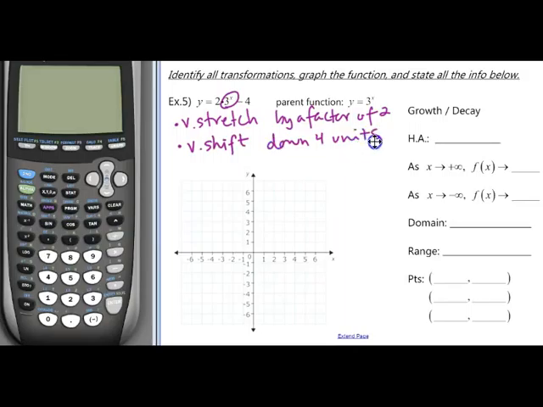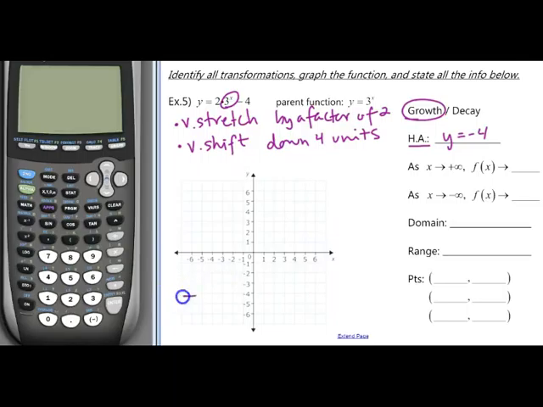There are actually 2 more things we can answer before we go to our calculator. Growth and decay. Remember, this is based on the constant. So if you look at the constant, 3 is greater than 1, so we're going to have exponential growth. And also, the horizontal asymptote follows the vertical shift. So our horizontal asymptote is going to be y equals -4.